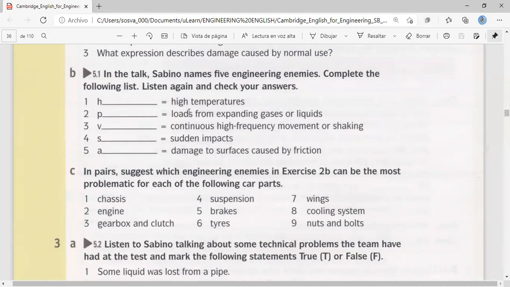Then we have the cooling system. Well, the cooling system is affected by high temperature, heat. The pressure too. Yes. And finally, nuts and bolts.